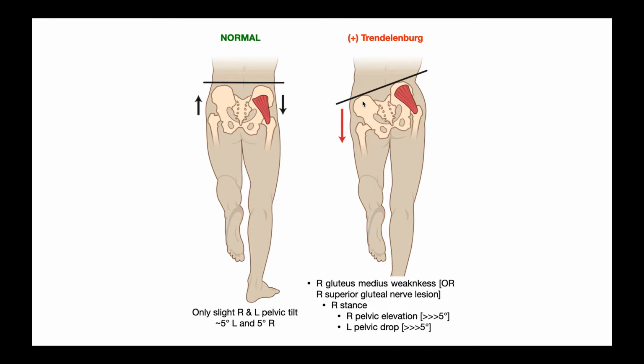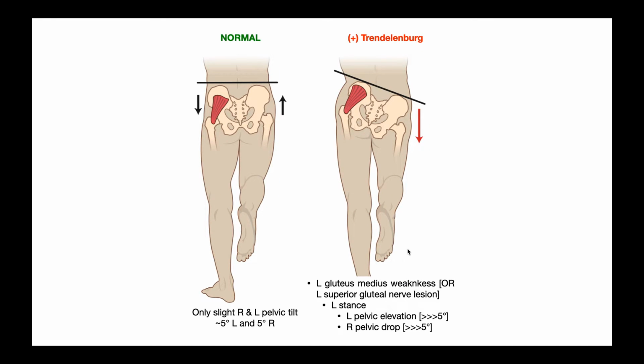Let's look at another positive Trendelenburg, but it's the opposite side. So now we'll suppose that it's left gluteus medius weakness or a left superior gluteal nerve lesion or damage. Now the person to see this would have to be in left single limb support like you see here. And again, the side that's in stance, which is the side that has the lesion or the weakness, that side elevates, and then the contralateral side, which is in swing, is going to drop. And again, notice that significant deviation from normal tilt and rotation. This is much bigger than 5 degrees.